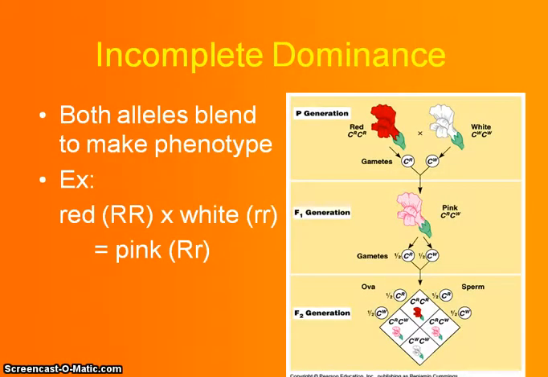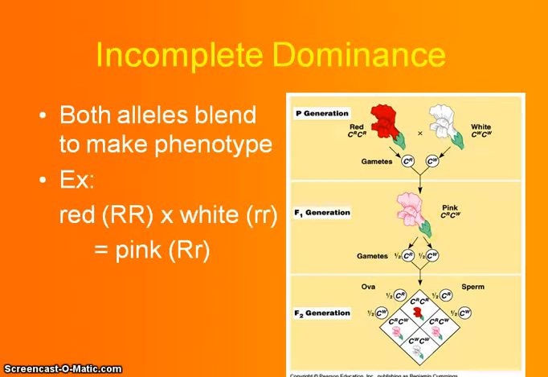With incomplete dominance, that means that both of the alleles are going to blend to make the phenotype when you have a heterozygous organism. So, for instance, in this particular type of plant, we've got red flowers combining with white flowers. Red is big R, white is little r, little r. Now, when you combine those two plants, you get an F1 generation that is all big R, little r. And those plants all come out pink. That means that we've blended the red and the white. So that is a form of incomplete dominance where you get that blending of alleles.